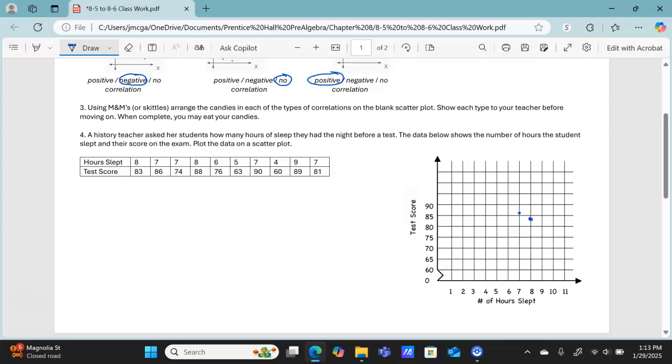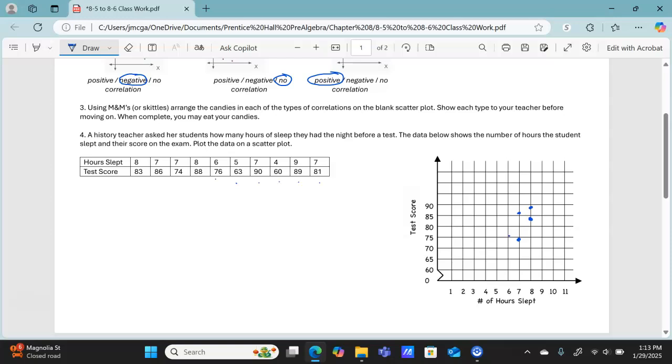7 and 74. 8 and 88. And so go ahead and pause the video and finish those off, those last few, and then come back to the video. Okay, you should have finished these off.